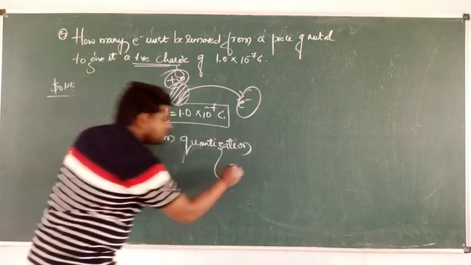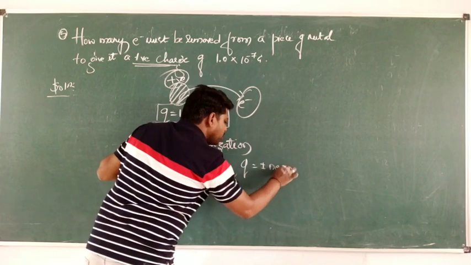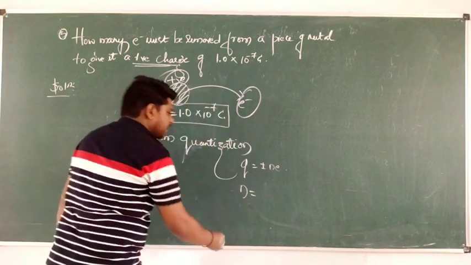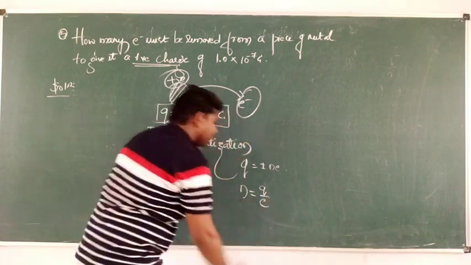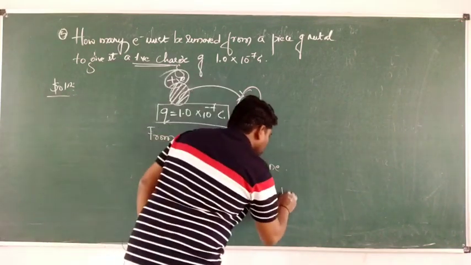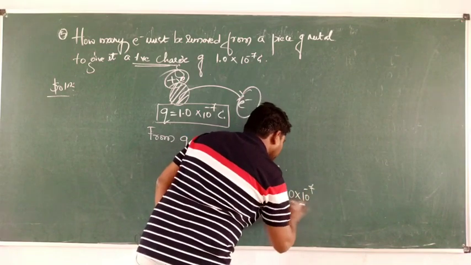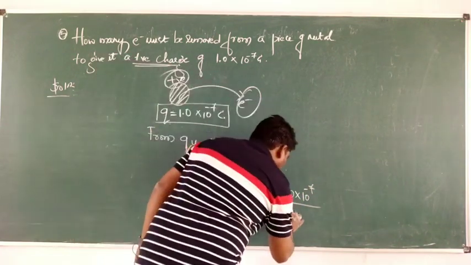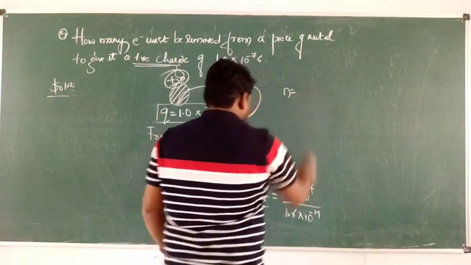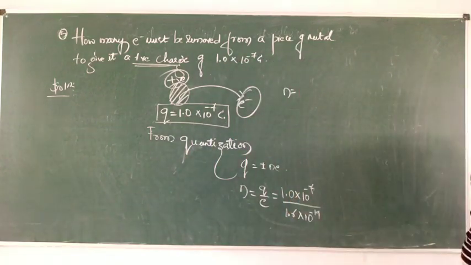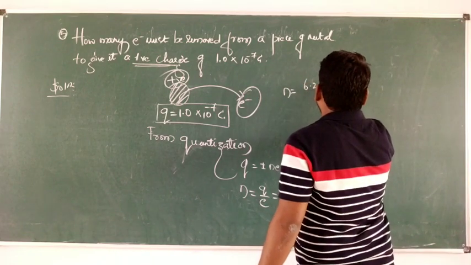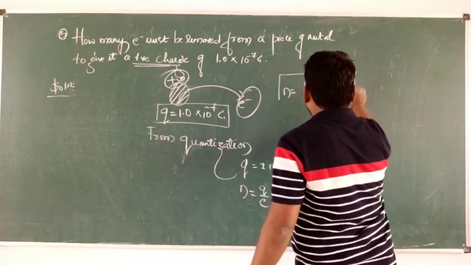What do you know from quantization? Q is equal to plus or minus n into e. Your intention is to calculate n. So to calculate n, Q divided by e. Substitute the values. Q is 1.0 into 10 to the power of minus 7 divided by, what is the charge of an electron? 1.6 into 10 to the power of minus 19. Once you do the mathematical calculation of these two, you'll end up with 6.25 into 10 to the power of 11.